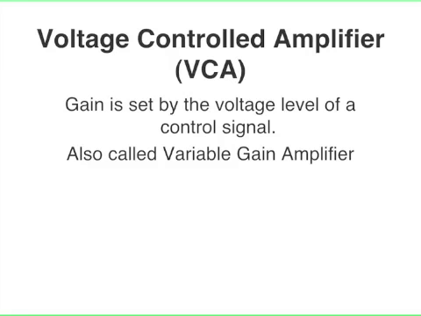Another thing to think about when we're thinking about envelopes is that the envelope is also where the amplifier is, where the sound is being amplified. A voltage controlled amplifier, VCA, is a term you often see. With a VCA, the gain is set by the voltage level of a control signal. It's also called a variable gain amplifier. So gain, or rather volume, is controlled by voltage.